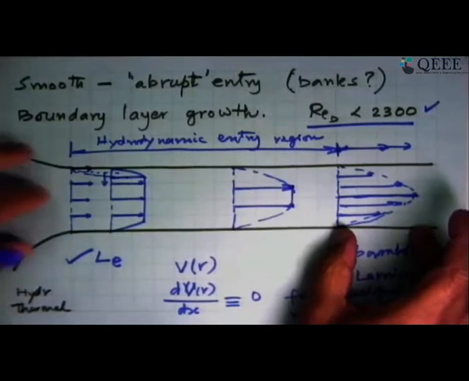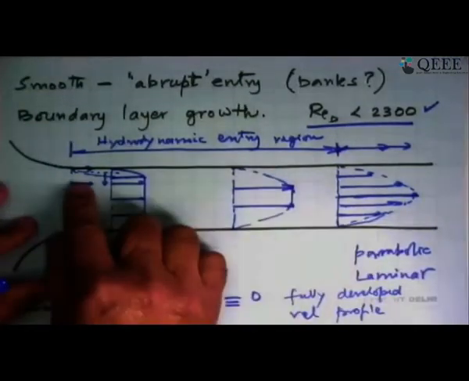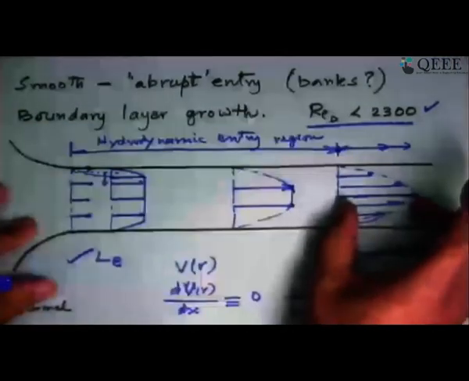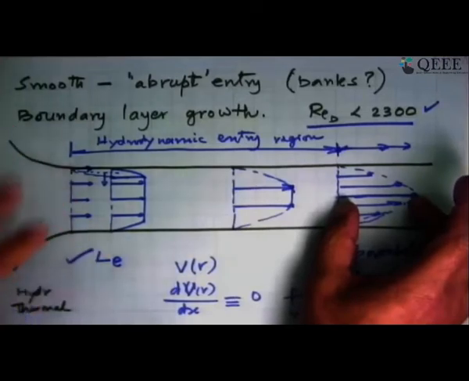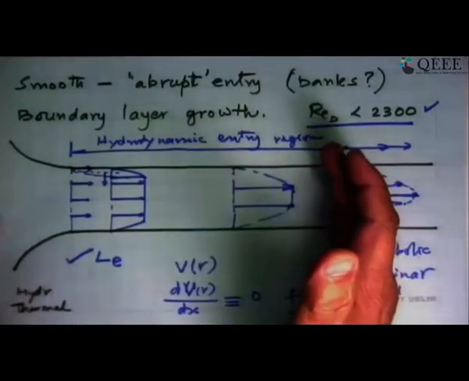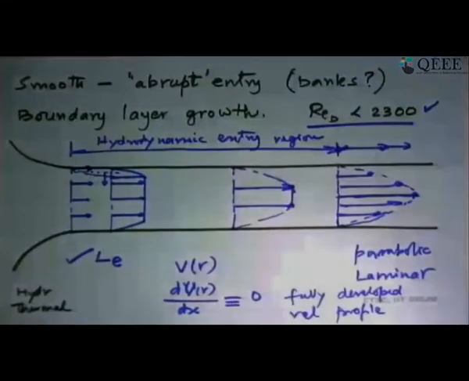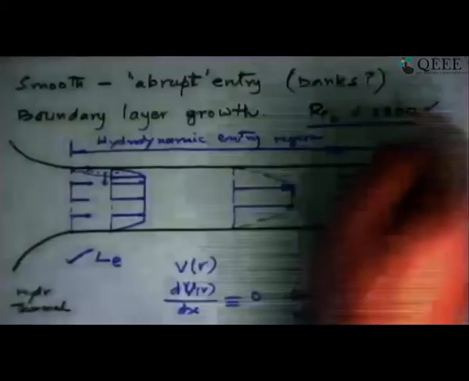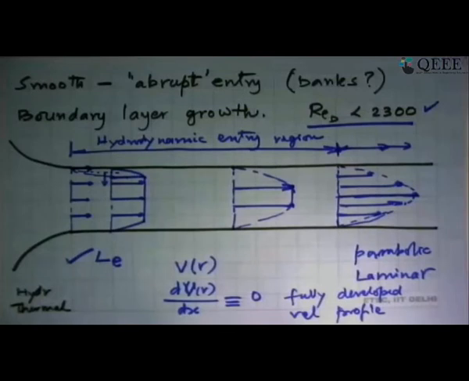If the entry were not smooth, these profiles will be different, but after a while, this profile will settle. That will require some other length for all of that to happen. So this is what happens in this case. And now we say, well, what will happen if the Reynolds number is greater than 2300?